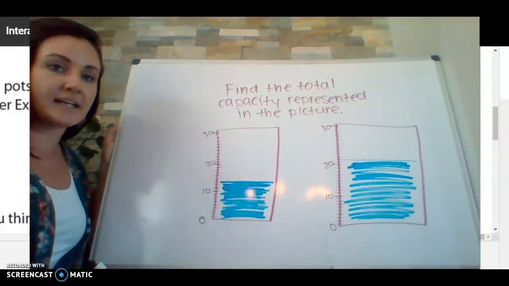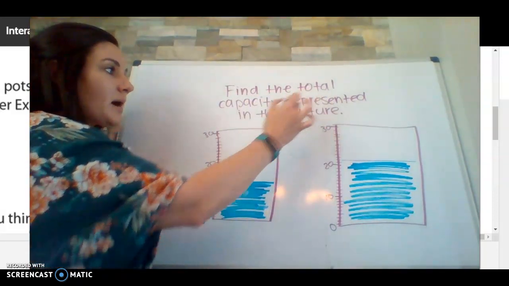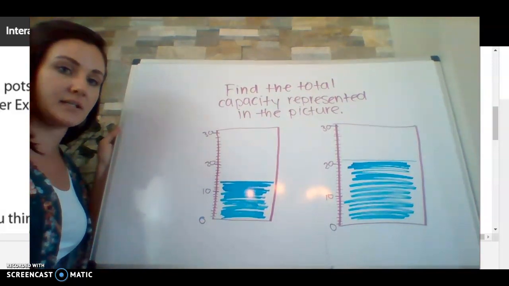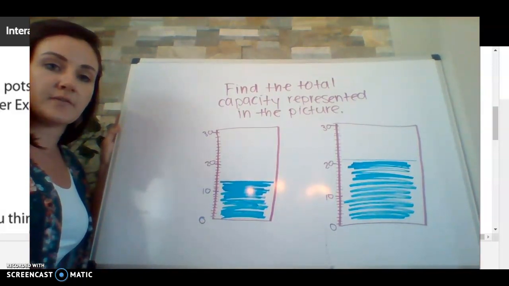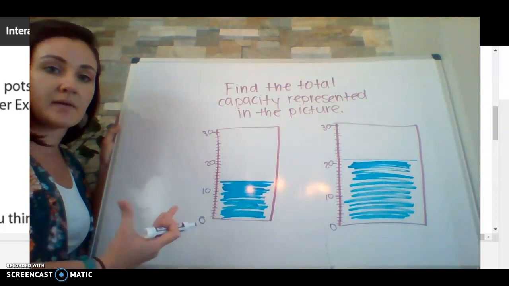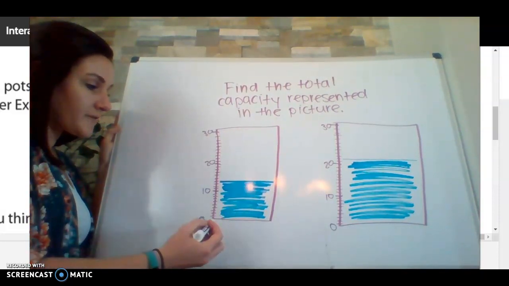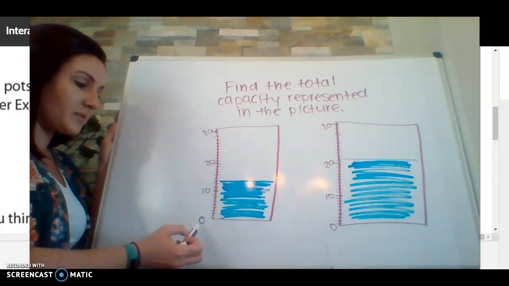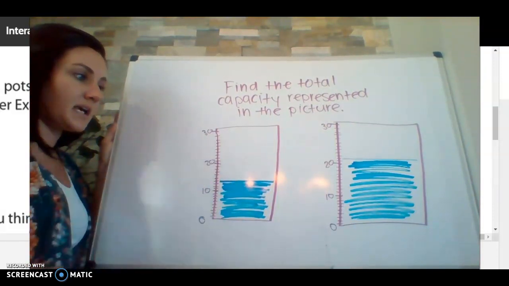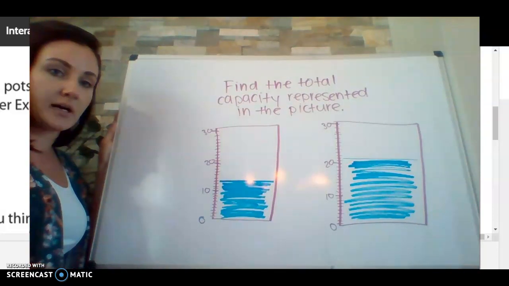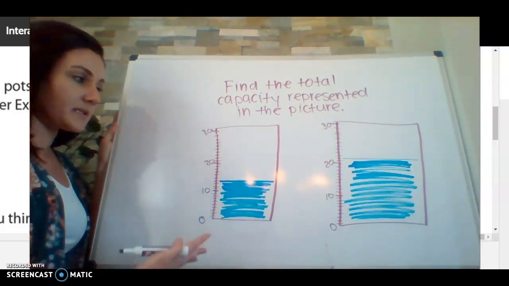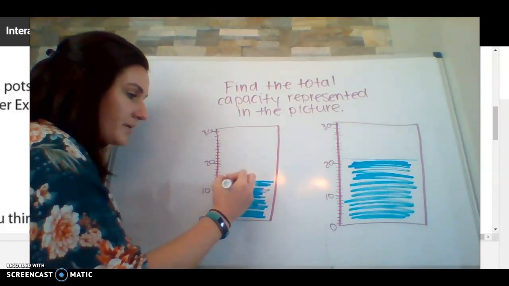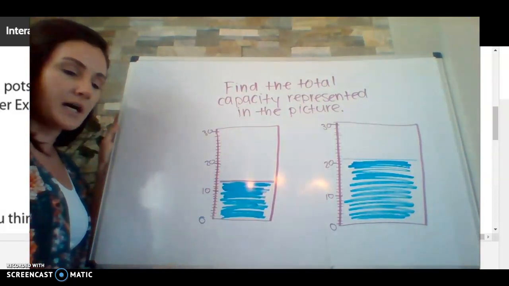It says, find the total capacity represented in the picture. As you see, we have two of these containers. They're at two different levels of the amount that they are filled up. Our first one we're going to look at, notice that they're counting by 10. So we have 0, 10, 20, and 30. Same with our other one as well. Remember that we're using this blue to show us our water in it. So we need to mark off the very top of where the water touched.